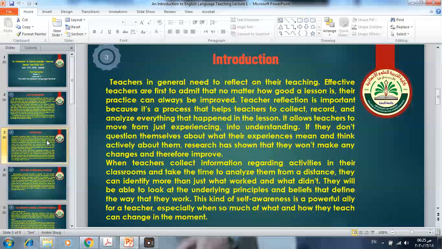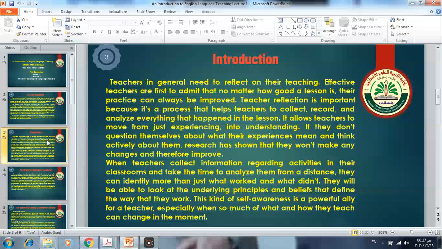So when teachers collect information regarding activities in their classrooms and take time to analyze them from a distance, they can identify more than just what worked and what didn't. So if the teachers work on collecting information regarding the activities they use inside their classrooms, and if they take the time to analyze these activities from a distance, they can identify what worked for them and what did not work. And this will help them to think about ways of improvement. So they will be able to look at the underlying principles and beliefs that define the way that they work.